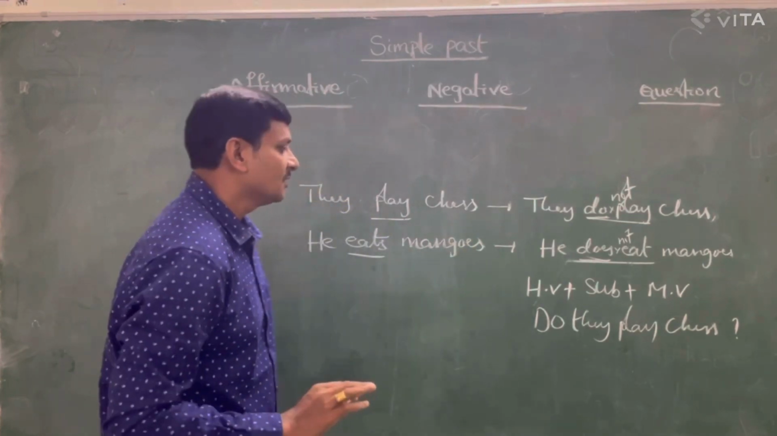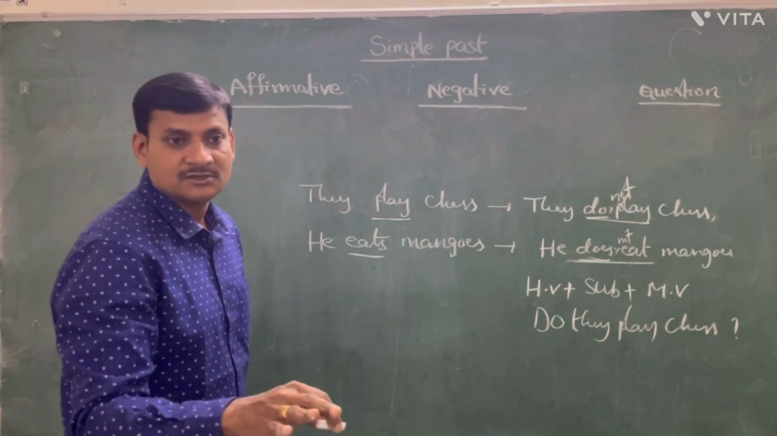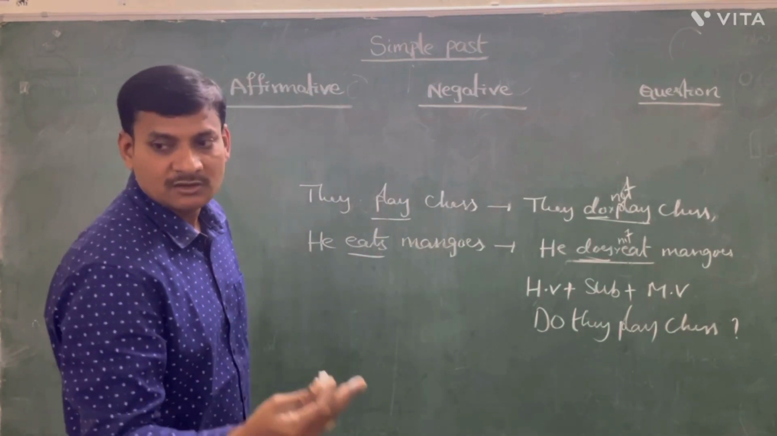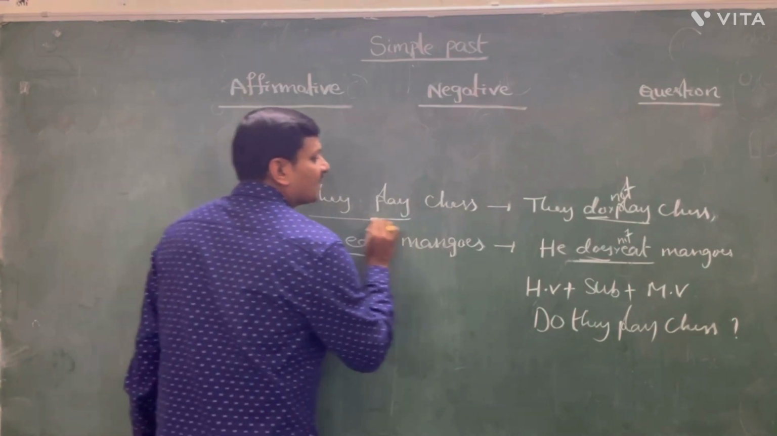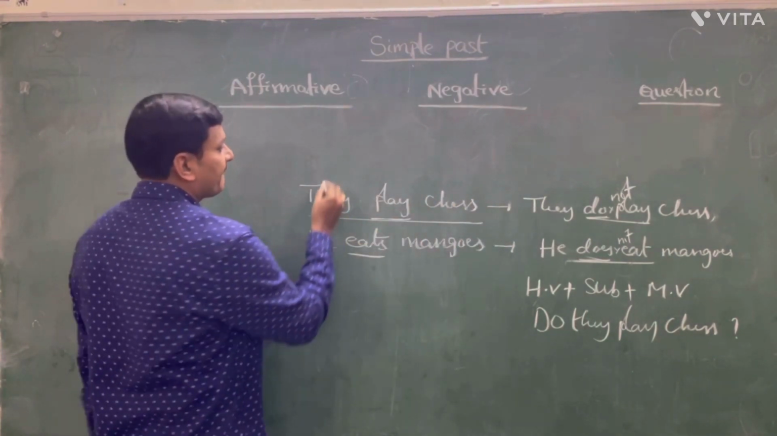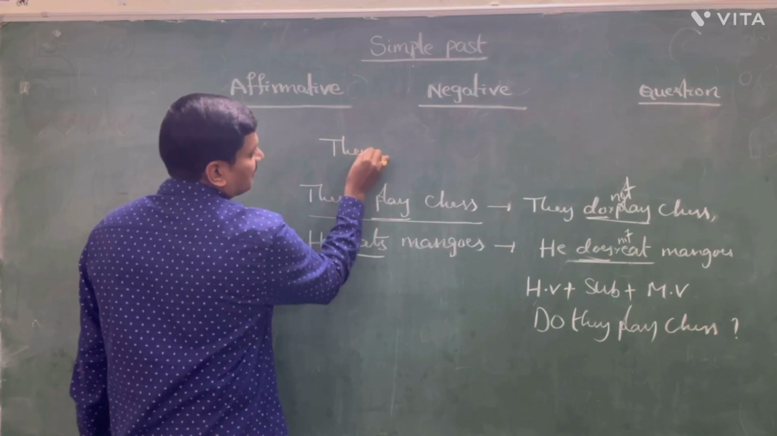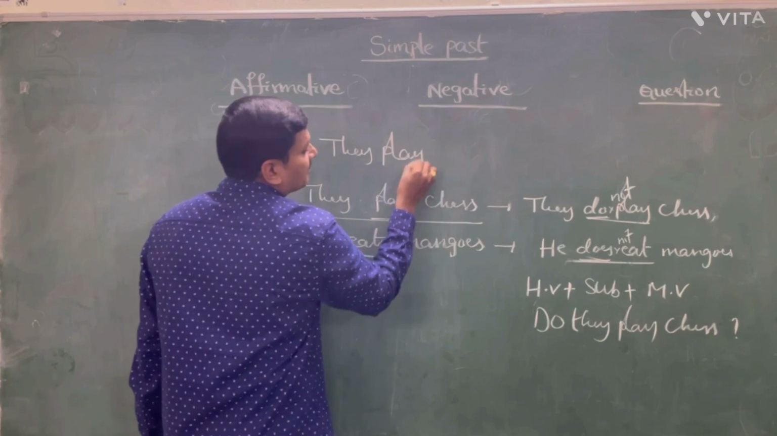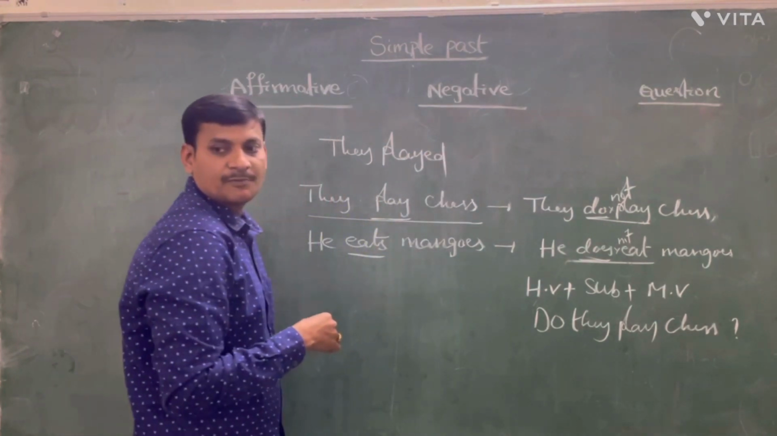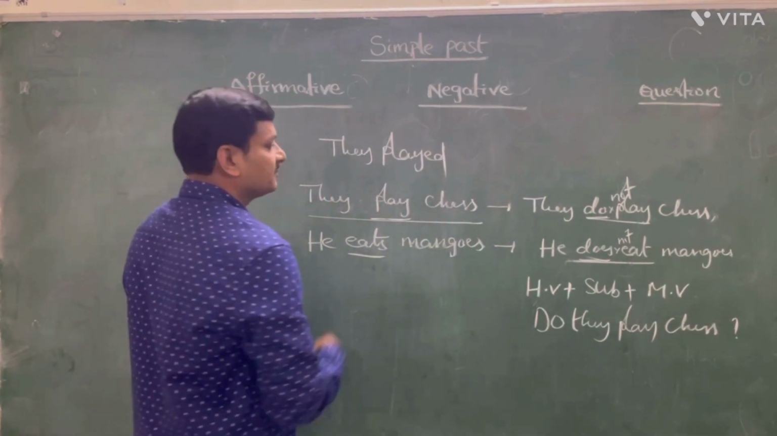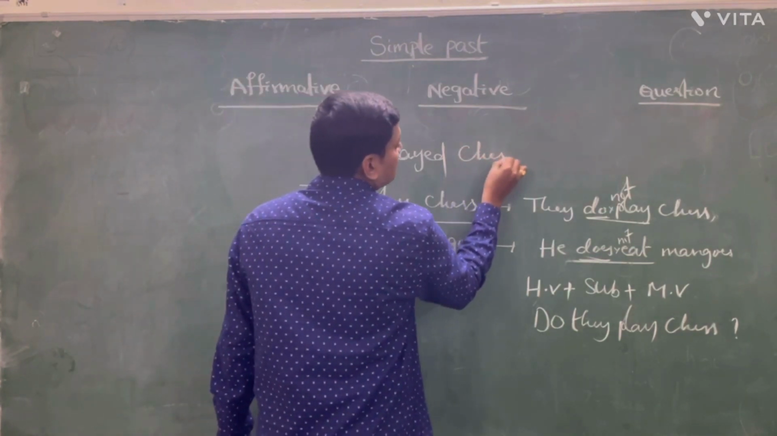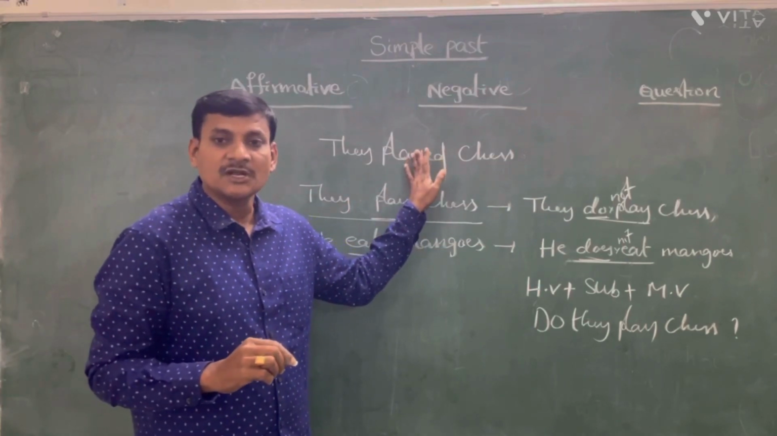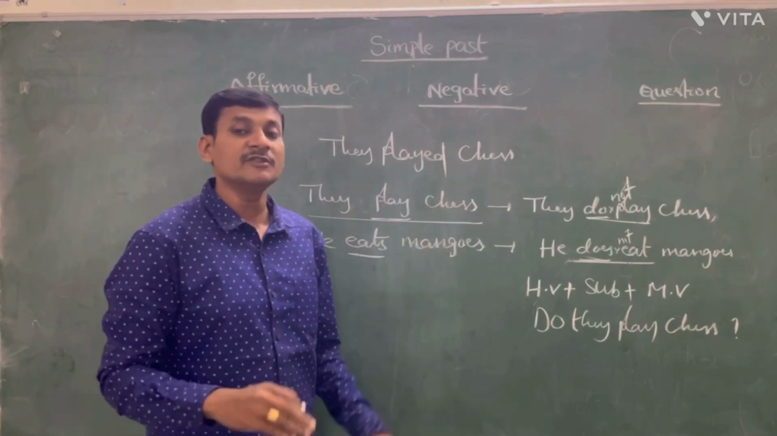All these are in simple present only. Okay. Now we are going to write the simple past tense sentences, and how to write negative and how to write positive. Now tell me the simple past of "they play chess". They played chess. In simple past, the verb is in second form. How to write the same sentence which is in simple past with a helping verb?